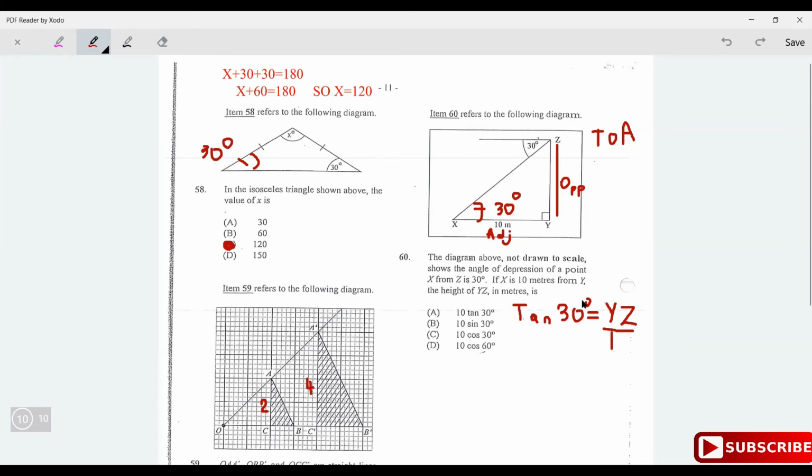And so to find YZ, I cross multiply. YZ is equal to 10 times the tan of 30. Nice and easy. 10 tan 30, which is A.